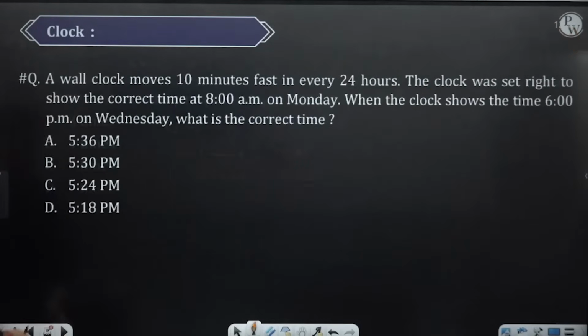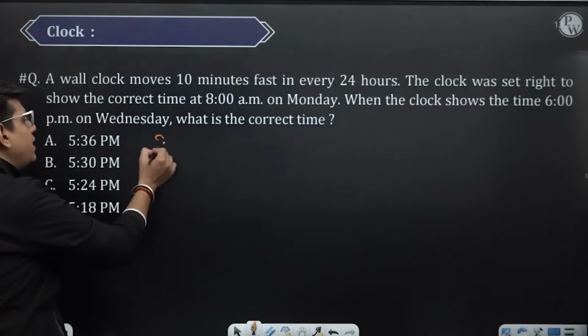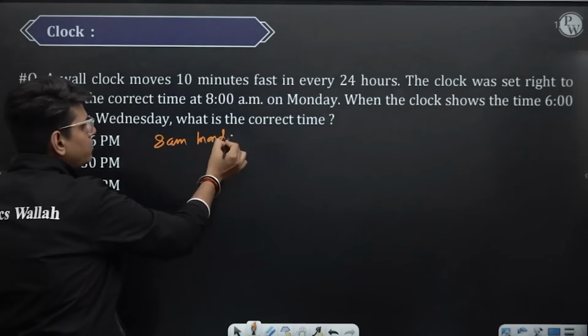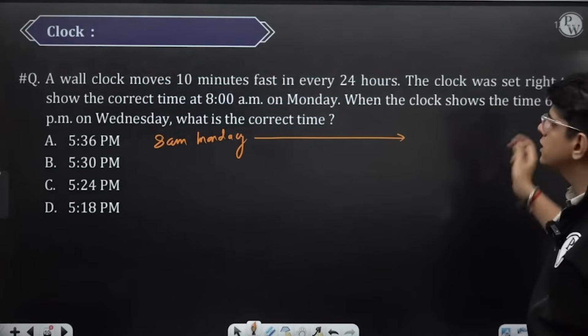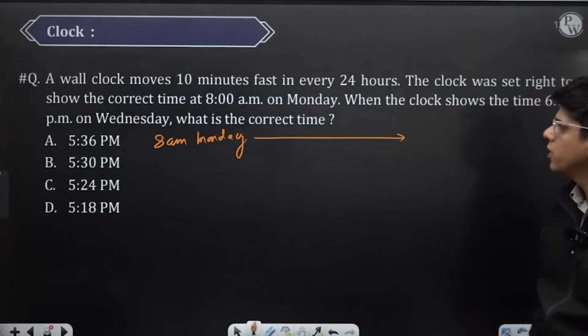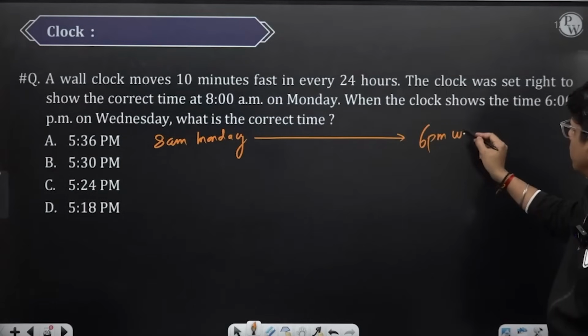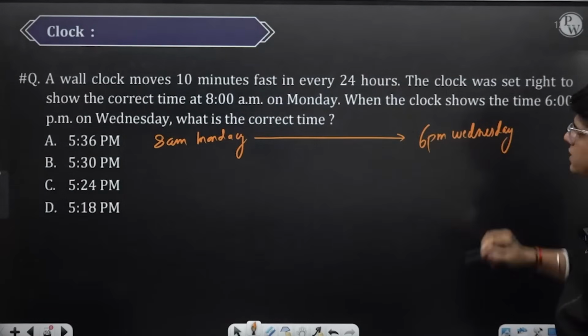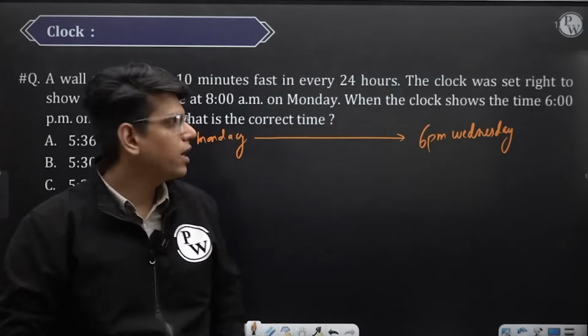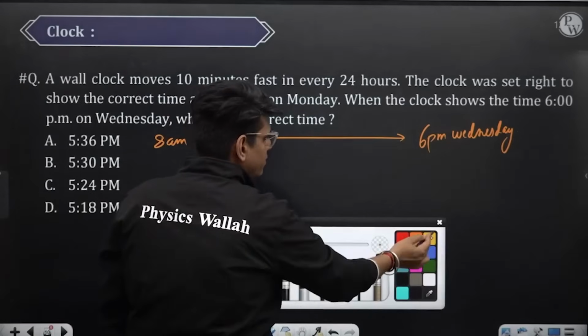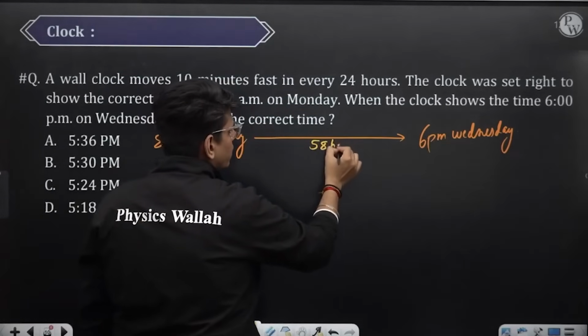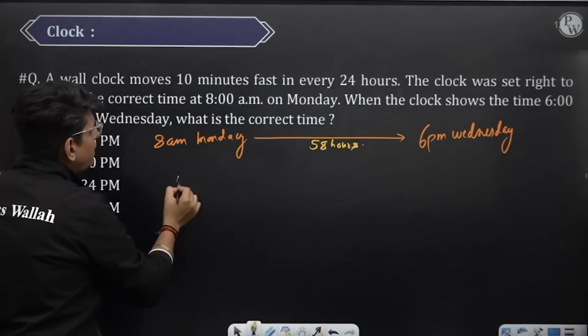Okay, next thing. Now here the wall clock moves 10 minutes fast in every 24 hours. The clock was set right to show the correct time at 8 a.m. Monday. We have to find, when the clock shows 6 p.m. on Wednesday, what is the correct time? So basically Monday, Tuesday, Wednesday, 24 hours plus 24 hours, and then from 8 a.m. to 6 p.m. we have 10 more hours. So basically we are moving ahead by how many hours? 48, 58 hours.